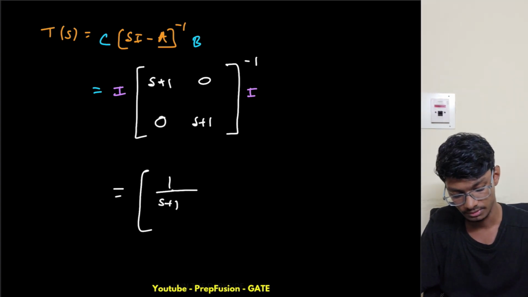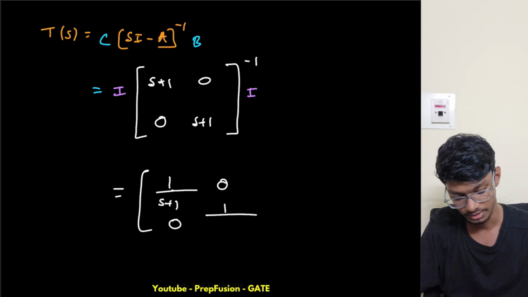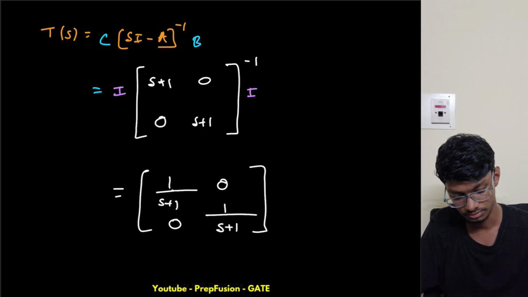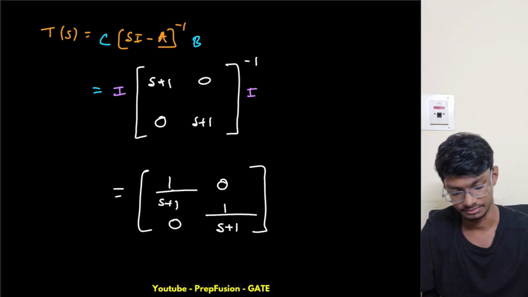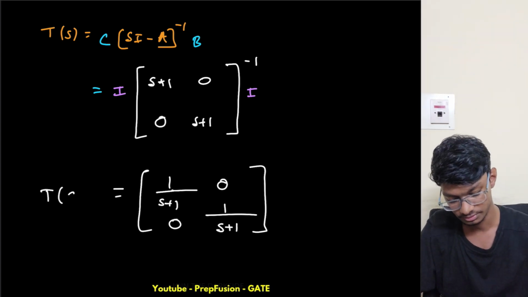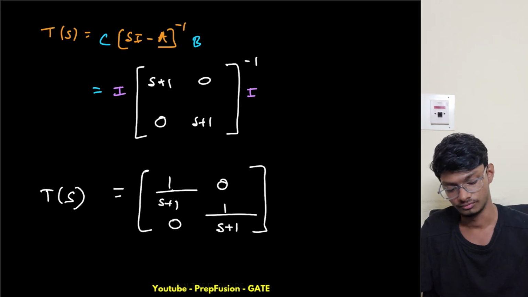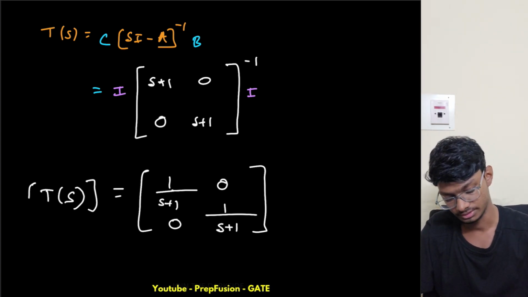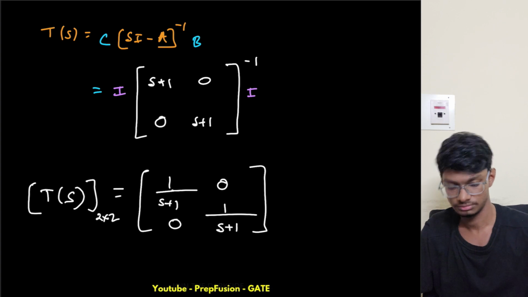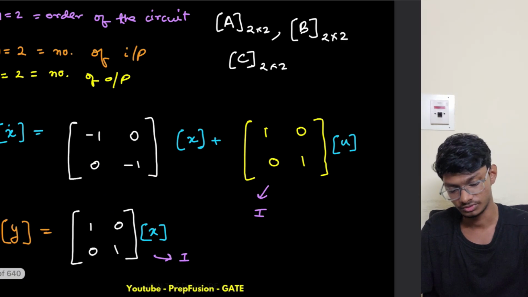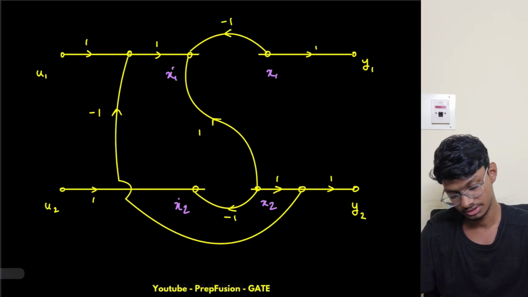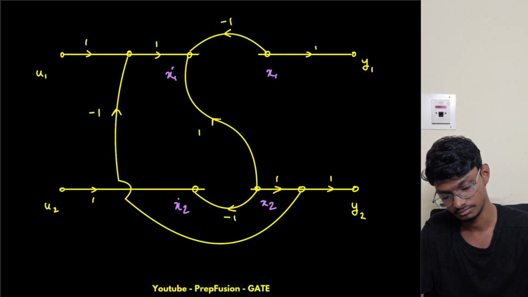So this is 1 by s plus 1, 0, 0, 1 by s plus 1. So this is my transfer function matrix basically, my T of s, a 2 cross 2 matrix. Now, is there any other method? Okay, this was method 1, using the state space diagram.